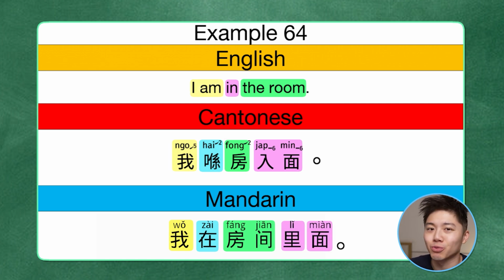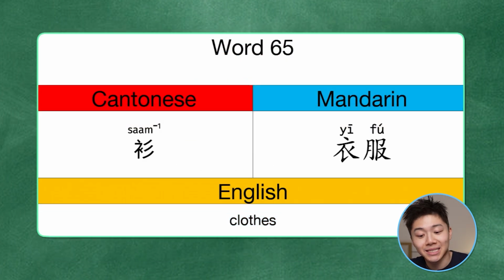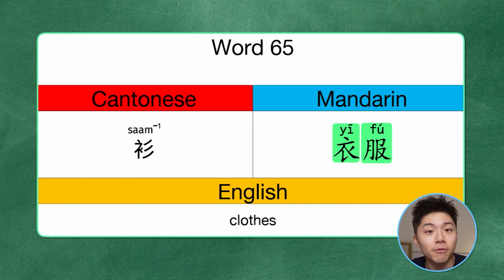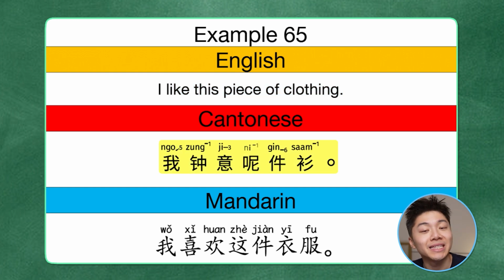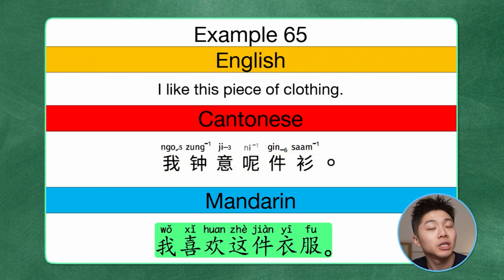里面. It's actually saw this one earlier. Next is clothes. In Cantonese, 衫. In Mandarin, 衣服. So for example, I like this piece of clothing. In Cantonese, 我鍾意呢件衫. In Mandarin, 我喜歡這件衣服.